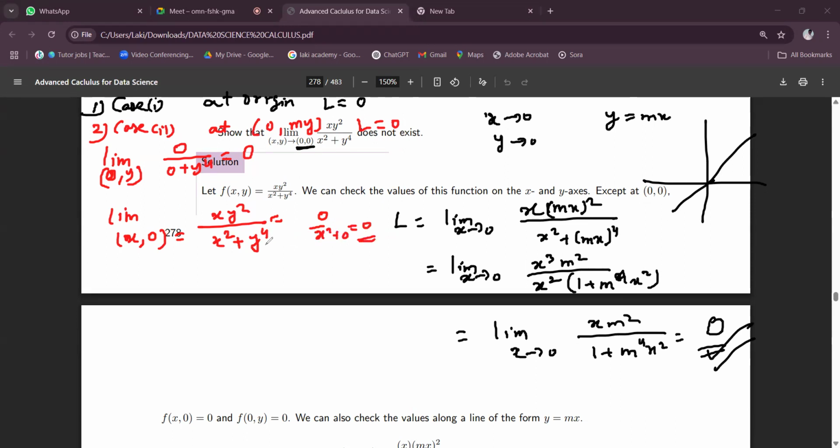Now you are using the function xy square. I see it now. I was looking for which function you were substituting in. Sorry, my bad. Understood? So in each case, you are getting L equal to 0. I think this limit must exist. Let me check.